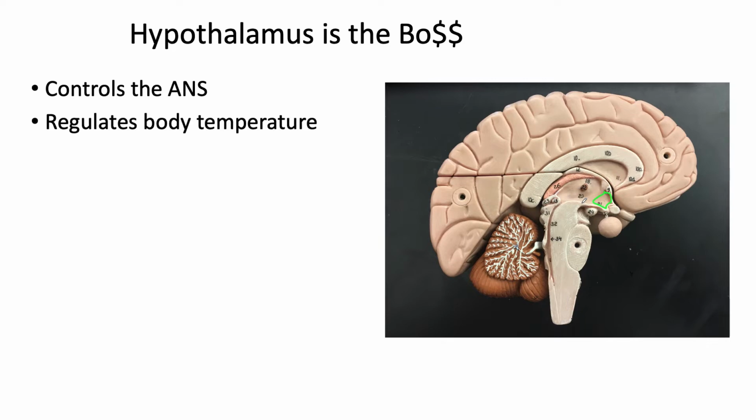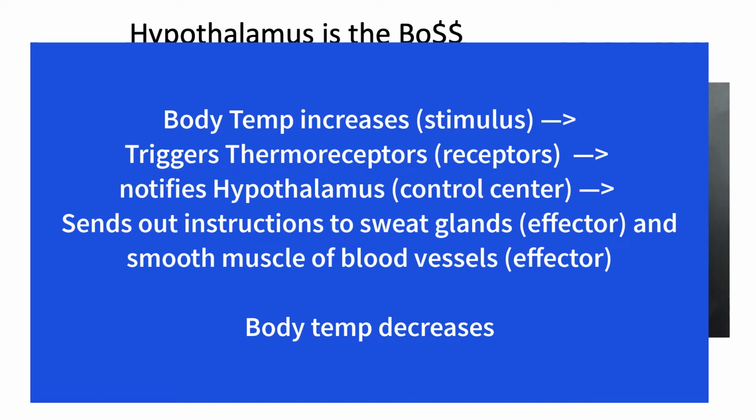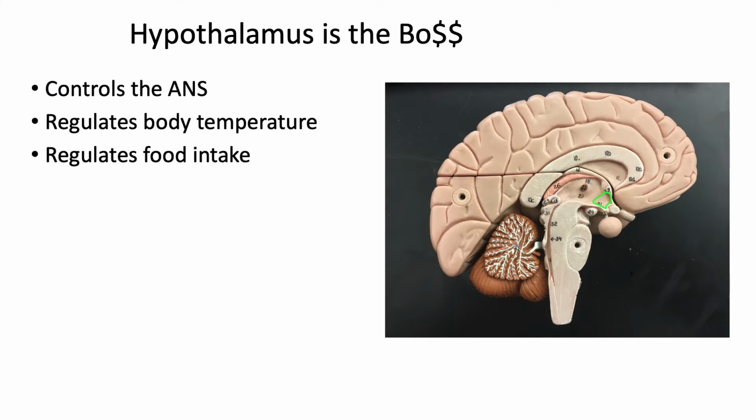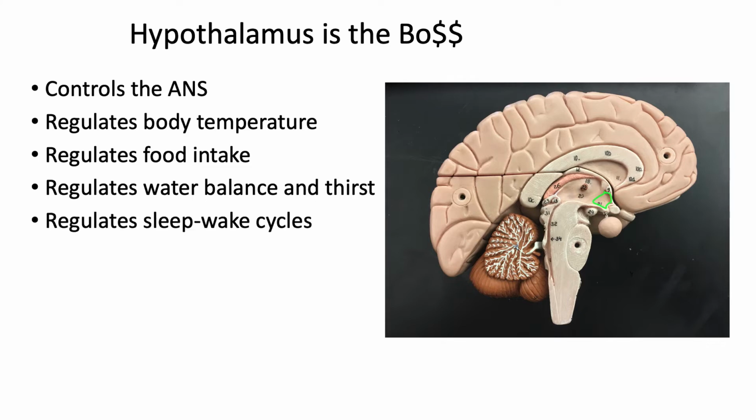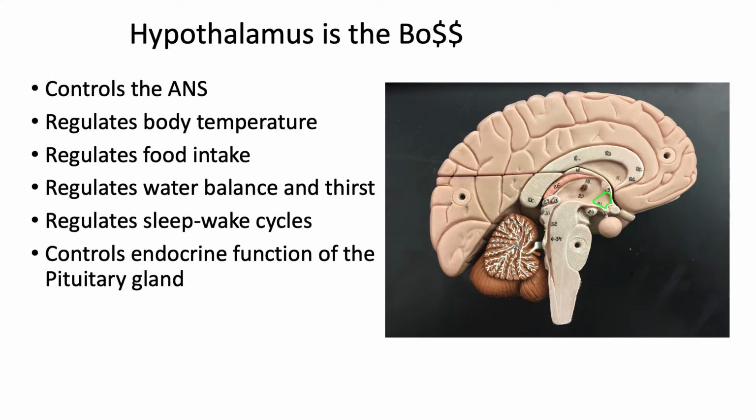Our body temperature, for example. We know that sweat glands are activated when we get too hot. How does that happen? The hypothalamus receives information from receptors in the skin, the muscle fibers, and the liver. It makes a decision and it sends out instructions to the sweat glands that activate them. So the hypothalamus is the control center in that system. The hypothalamus also helps to regulate whether we're hungry, whether we're thirsty, whether we are sleepy, and it also controls the endocrine functions of the pituitary gland.